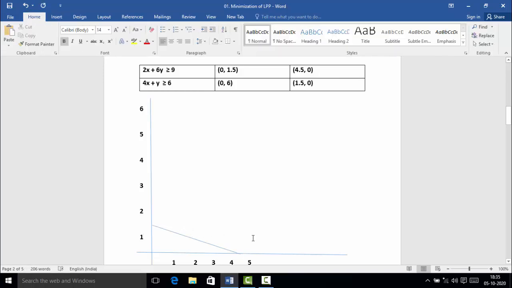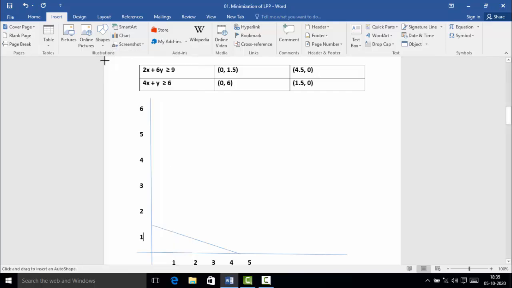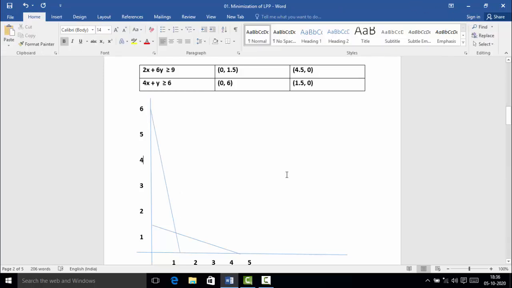The next points are for the second constraint: (0, 6) on the y axis and (1.5, 0) on the x axis, between 1 and 2. Again we will join these two points. After this graph we want to find the feasible region. For the feasible region, the greater than or equal to or less than or equal to sign plays a very important role. Look at the first constraint, 2x plus 6y greater than or equal to 9. Here the sign is greater than or equal to.